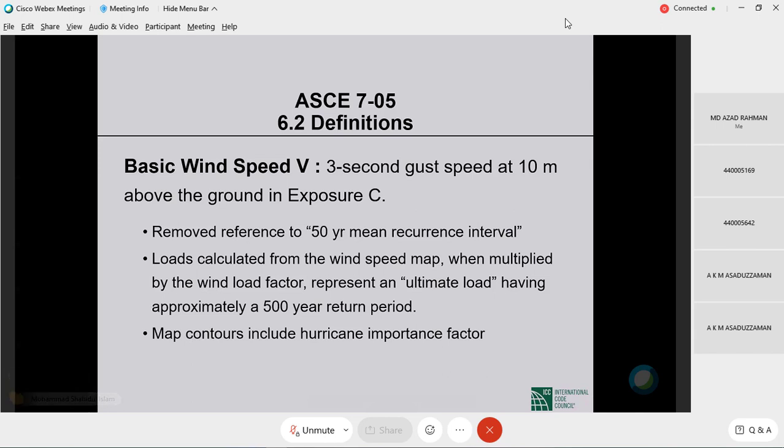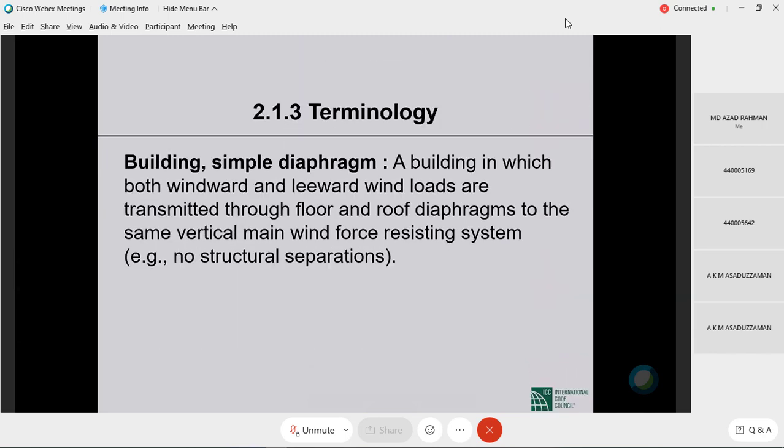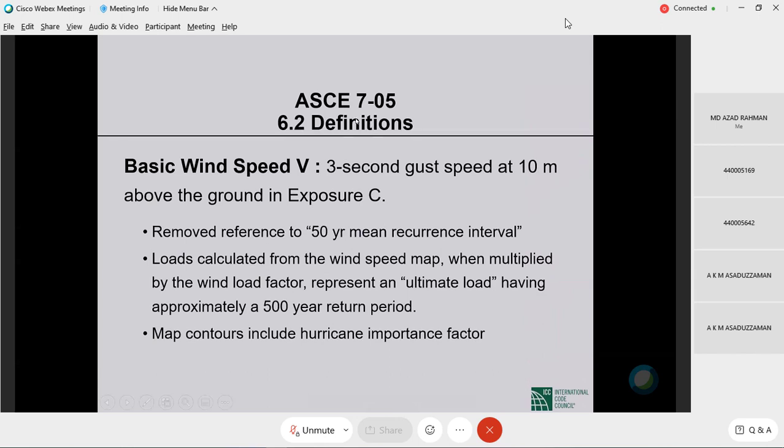Okay, so after so much struggle, I see that here we left AC7-05. That should be 2.1.3 terminology rather than AC7-05. Anyway, it doesn't make any difference. So basic wind speed definition, this I already shared with you. 3-second gust now. No, actually I take it back. This is not a mistake. In view of the time, let me give you the short story.